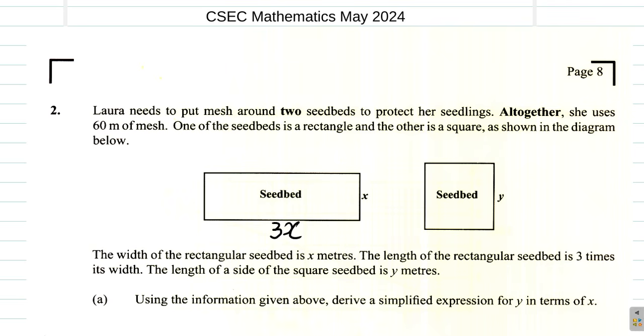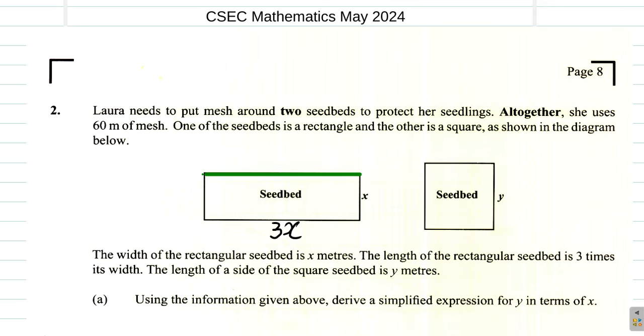So that means here, she runs the mesh along here. One piece of mesh going this way, and turns the corner and goes right around. With this one, same thing. She runs the mesh all the way around. Alright?